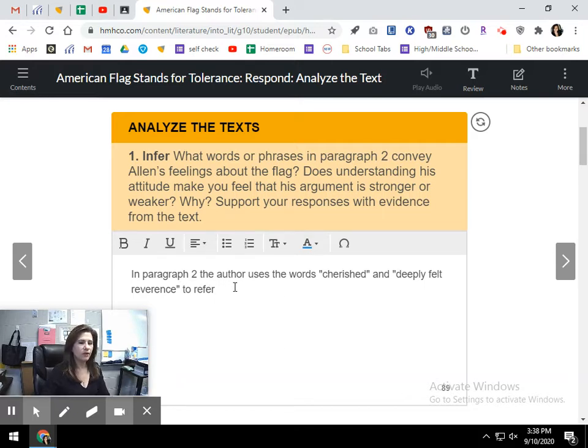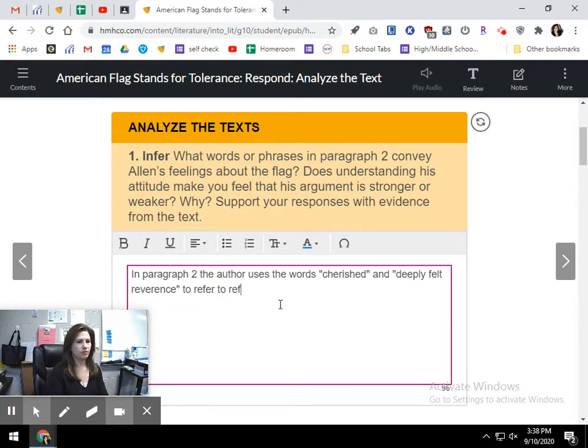So in paragraph 2, the author uses the words cherished and deeply felt reverence to refer to his feelings toward the flag. Sorry. So I've answered the first part of my question. What words or phrases in paragraph 2 convey Alan's feelings about the flag? And so I've actually already used some text evidence as well, right? With cherished and deeply felt reverence. Now, it gets a little bit harder.